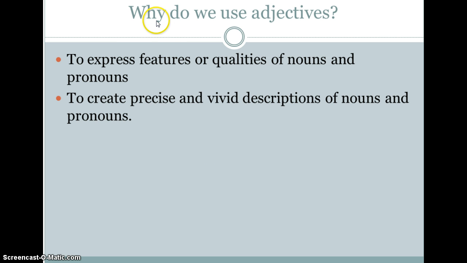First of all, why do we use adjectives? Well, we use adjectives to express features or qualities of nouns and pronouns. A wonderful girl. We also use adjectives to create precise and vivid descriptions of nouns and pronouns when we write different kinds of texts.